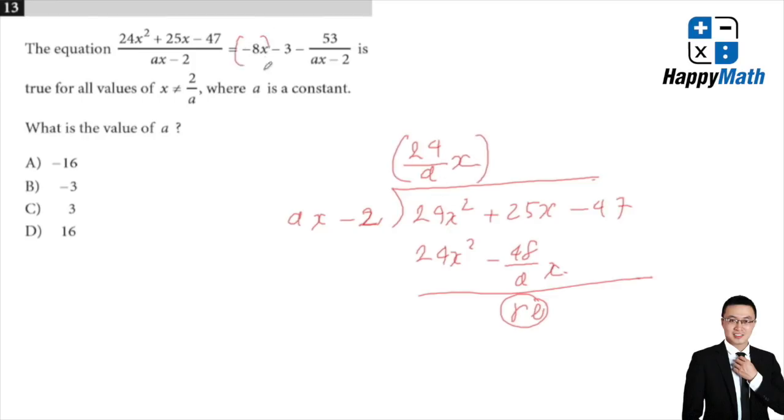Because when you have this number in the equation corresponding to this one, that's why the coefficient of x here, 24 divided by a, will be equal to the coefficient in the equation here, minus 8. So from here you can get that A will be 24 divided by minus 8, which is minus 3. So B is the final answer.